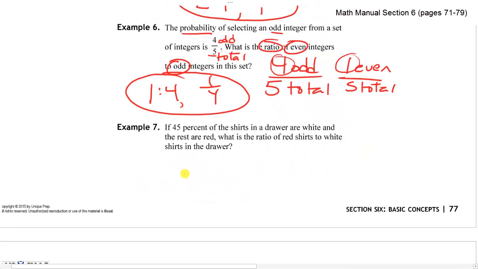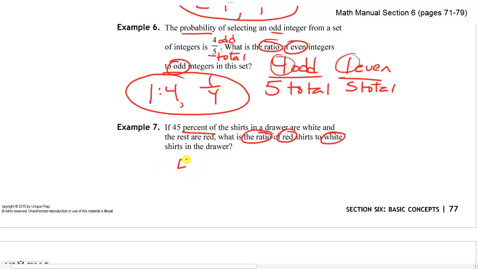Example 7. 45% of the shirts in a drawer are white and the rest are red. What is the ratio of red shirts to white shirts? So we want the ratio of red to white. Here we're given a percent. Remember that a percent is a fraction where the denominator is a total. That total is going to be 100.